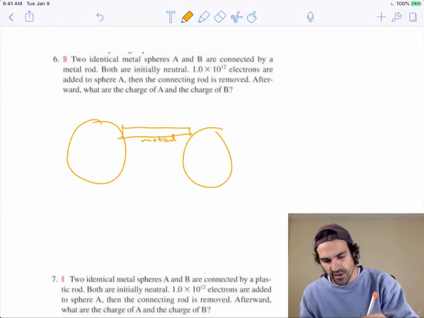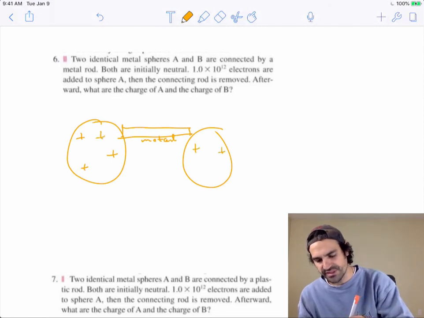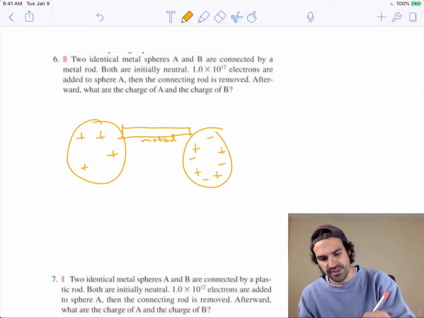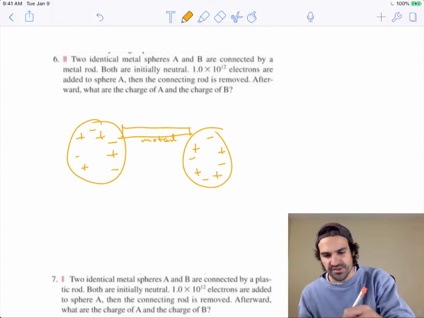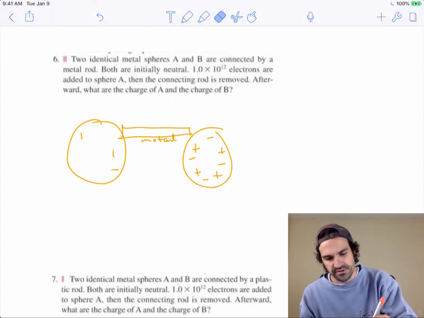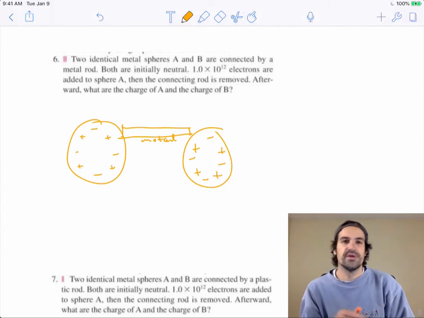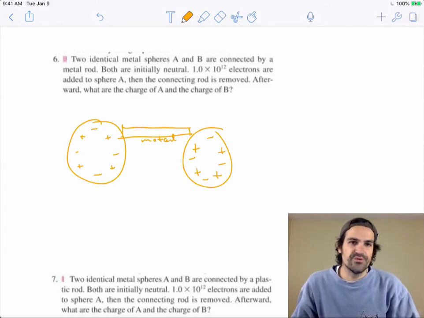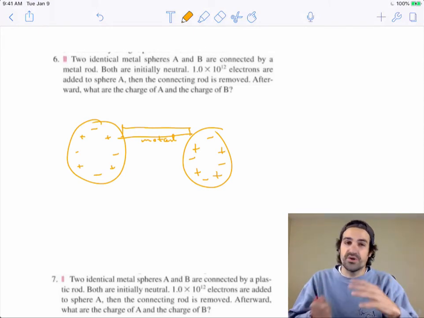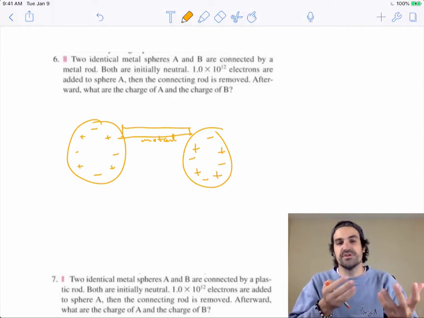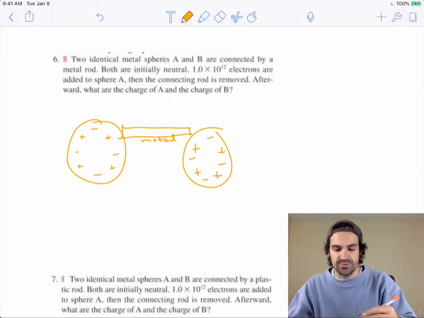So if it's neutral, I'm going to draw 3 protons. In fact, I'm going to do 4, because 4 is easy to see. And 4 electrons, right? 4, 4. The protons will never move. In fact, I should evenly distribute these on the sphere. So let's put 1, 2, 3, 4, 1, 2, 3, 4. The protons, because they never move, the only thing that can move are the electrons, either to the left or to the right. And that could also either be on a single sphere or from one sphere to the other through the metal rod.